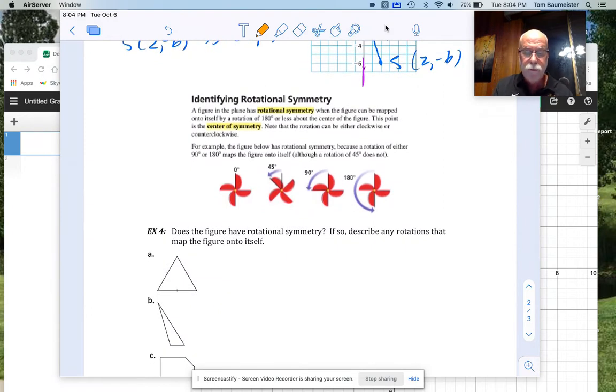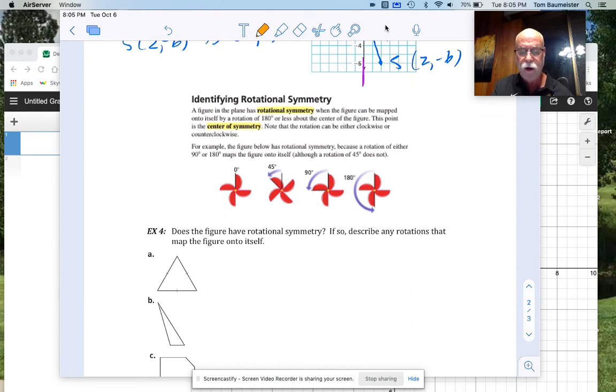A figure in the plane has rotational symmetry when the figure can be mapped onto itself by a rotation of 180 degrees or less about the center of the figure. All right, this point is the center of symmetry. Note that the rotation can be either clockwise or counterclockwise.